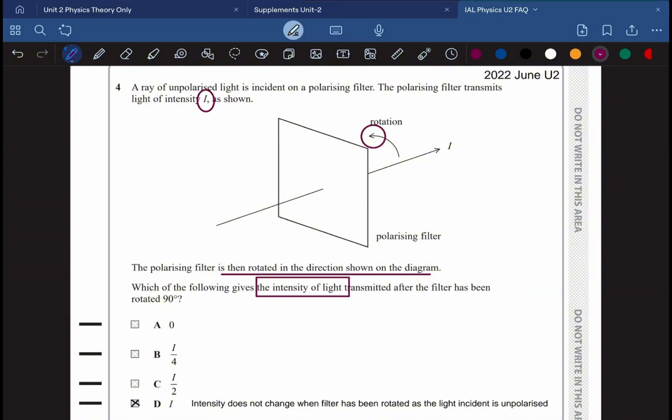Why will the intensity not change? We have seen a similar question before, right? The intensity doesn't change because it was unpolarized light. For unpolarized light, the intensity doesn't change, no matter how much you rotate the polarizing filter.